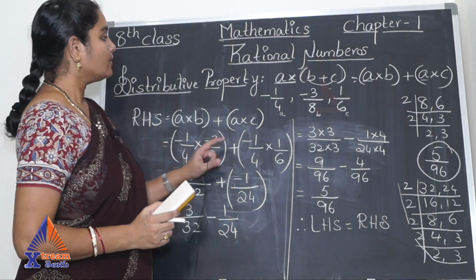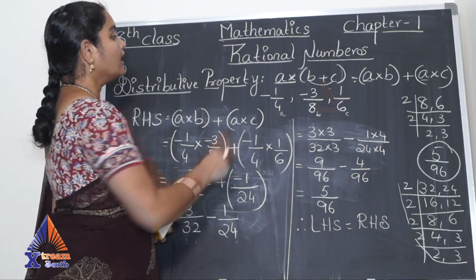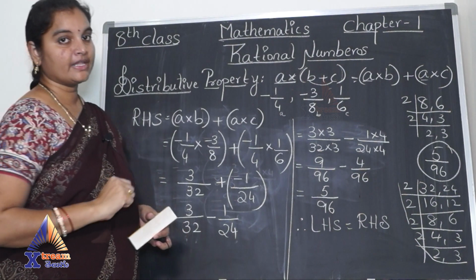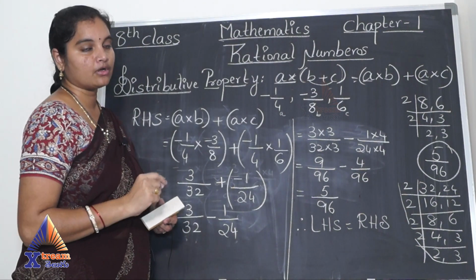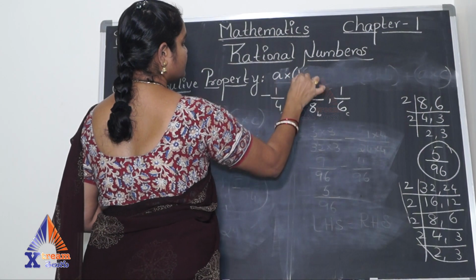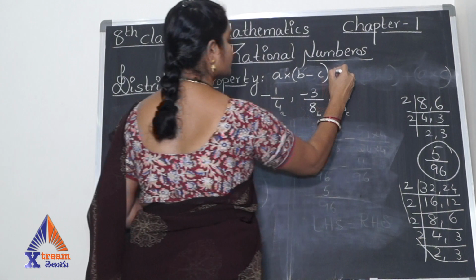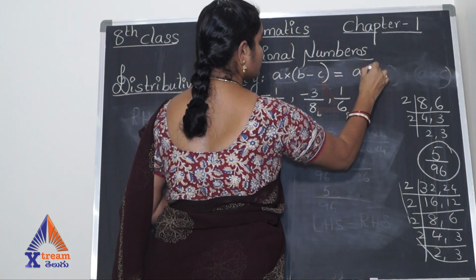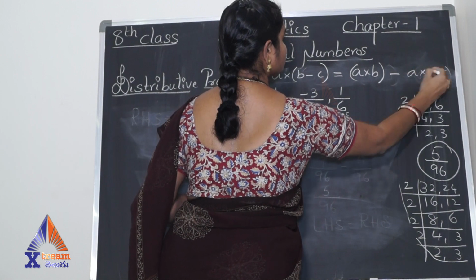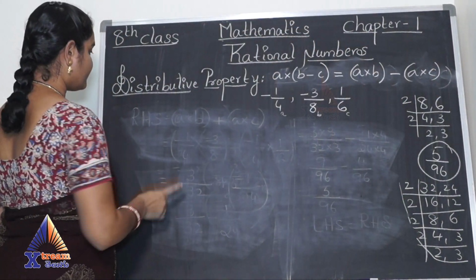Right? So with the same set of rational numbers, we try for distributive property of multiplication over subtraction, and let's try whether it holds good or whether it is true for rational numbers or not. A into B minus C. This is the distributive property of multiplication over subtraction. A into B minus A into C. This is what we're going to have.